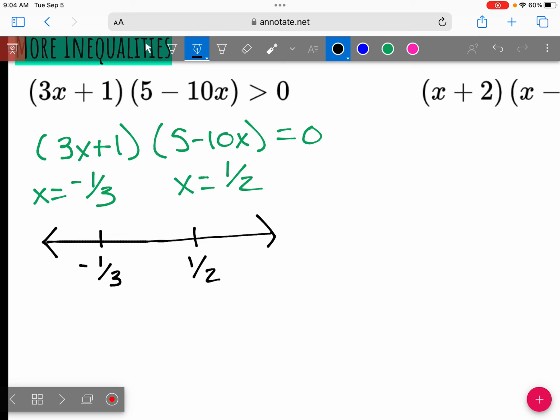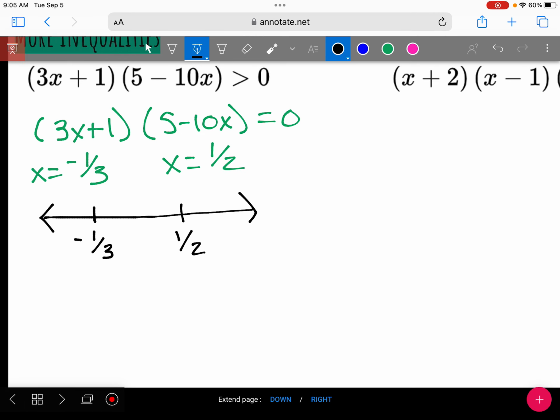Because if I need this thing to be bigger than 0, what kind of number does it need to be? A positive. So I don't really care what the value is, just whether or not it's positive, right? So we're going to look at each of these pieces and see when those pieces are going to be positive or negative. And we know that the zeros are going to be important pieces on that. So I'm going to look at 3x plus 1.